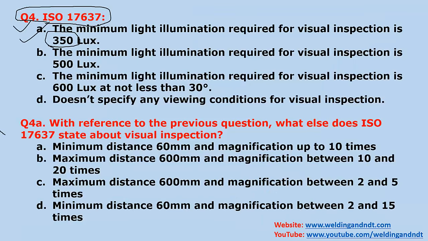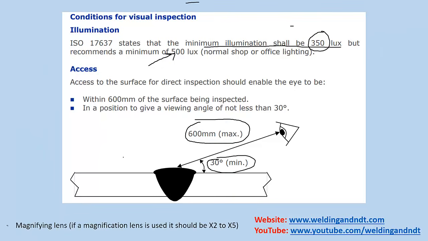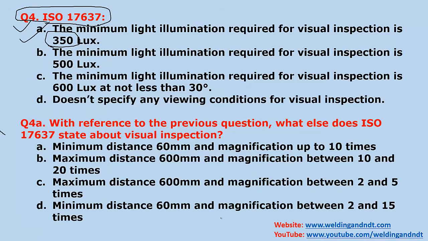Let's see the options. Option A is minimum distance 60 mm, that is wrong. Option B is maximum distance should be 600 mm, magnification between 10 to 20 times. So what should be the magnification? The magnification should be between 2 to 5. So this first point is correct, that the maximum distance should be 600 mm, but the second point criteria is wrong, which is written 10 to 20 times. The maximum magnification range should be 2 to 5 times.